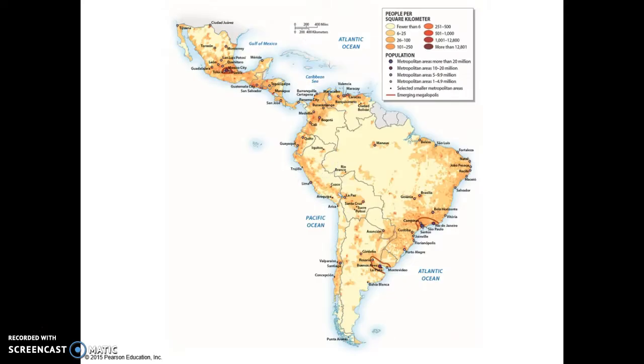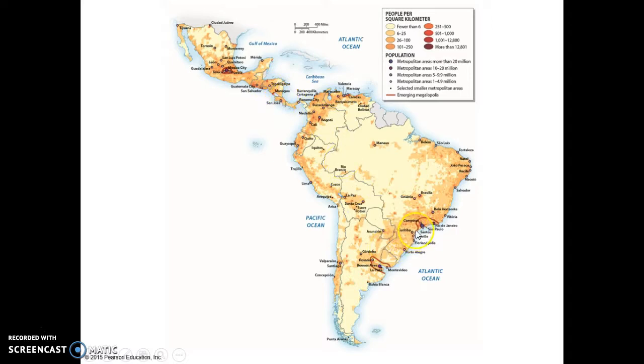Here's the population map. A couple of things to point out. We see a lot of population closer to the coast. In Mexico, of course, a lot of population in the central part and around Mexico City, one of the largest cities in the world. In Central America, a lot of the population lives by the Pacific coast. One of the reasons for that is that there's a chain of volcanoes here that creates fertile conditions in the soil for agriculture.